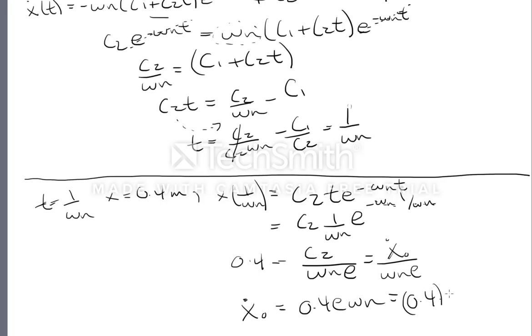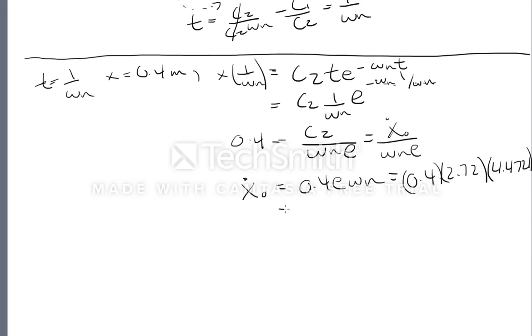equals 0.4 times 2.72, e, whatever e is, 2.7218, times the natural frequency, which is 4.4721. And this all equals 4.8626 meters per second. So that is our initial velocity, and that's how we solved for it.